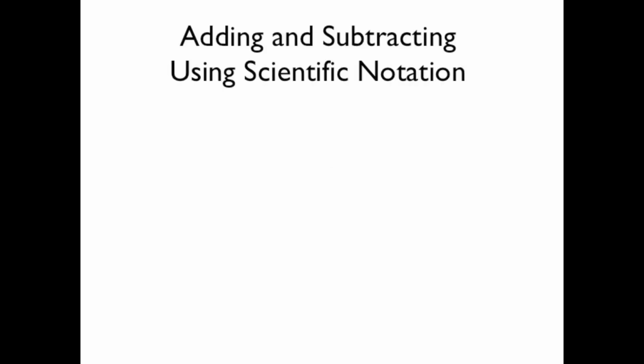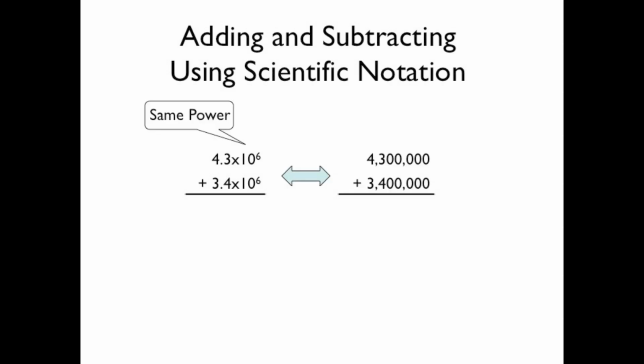Arithmetic using scientific notation. Arithmetic using numbers written in scientific notation is very similar to arithmetic using powers of 10. For addition and subtraction, you need to make sure the decimal places line up. This is really easy if both numbers you are adding happen to have the same power of 10.